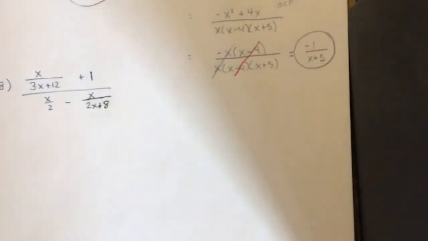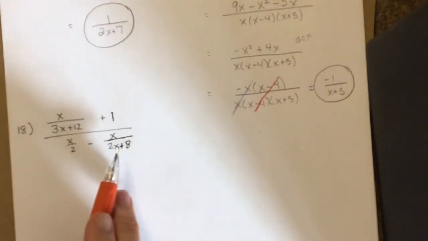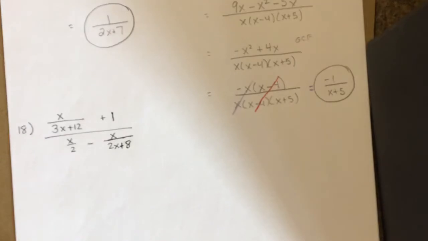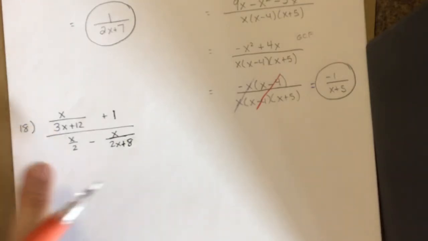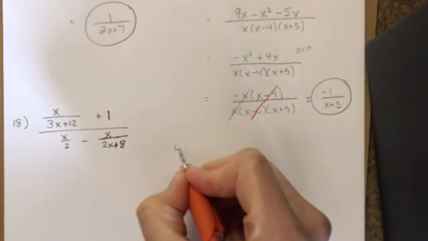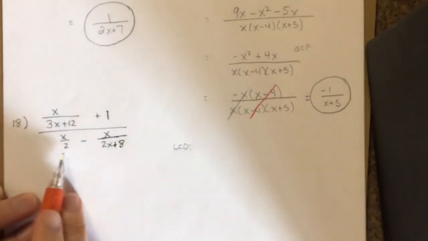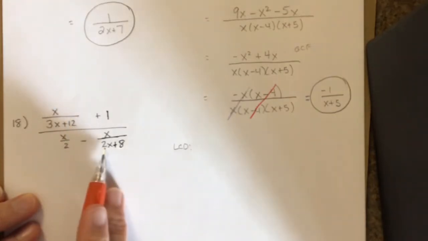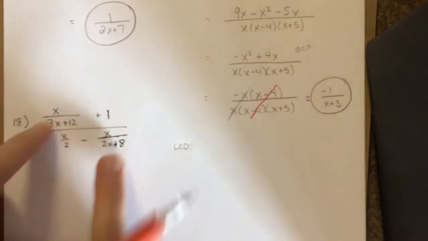Last one I'm going to do is number 18, which is the last one on your worksheet. And then I'm going to have you work on. All right, this is a complex fraction. You have the big fraction, then you have 1, 2, 3 little fractions. And then I just have a 1. Do I need an LCD for complex fractions? Absolutely, I need an LCD. Now, my denominators are 2, and then I have this 3x plus 12 and 2x plus 8. These two need to be factored.